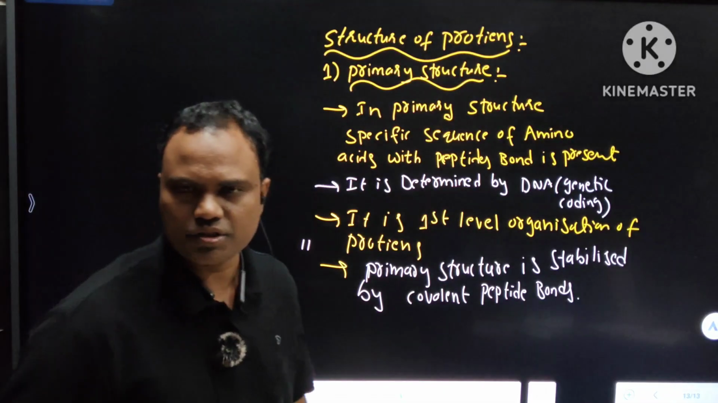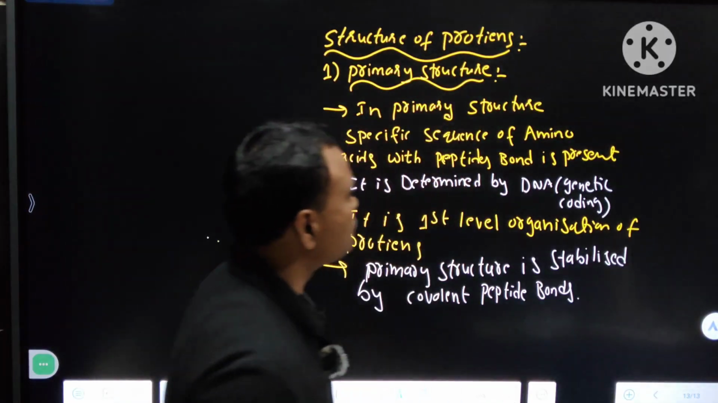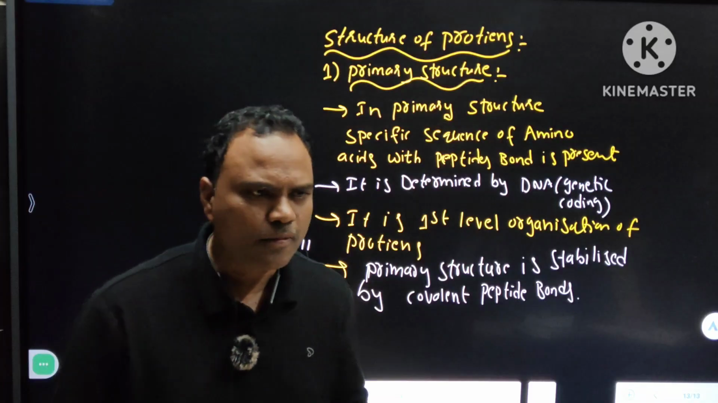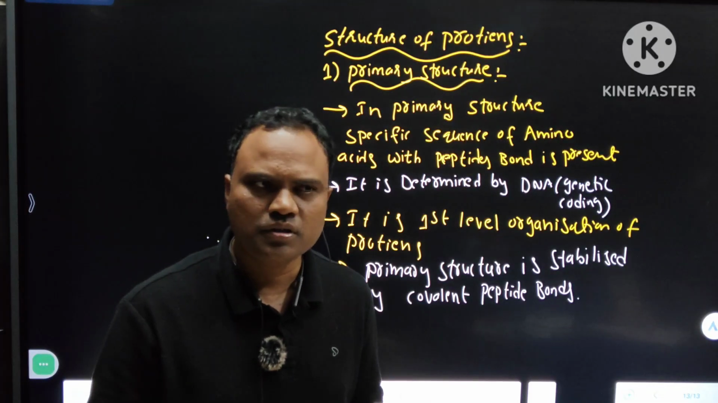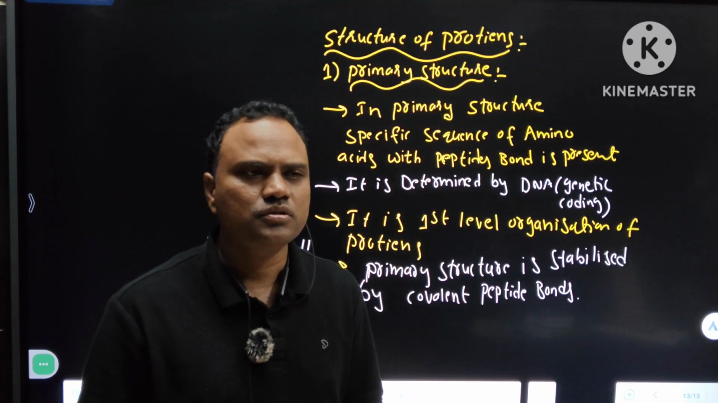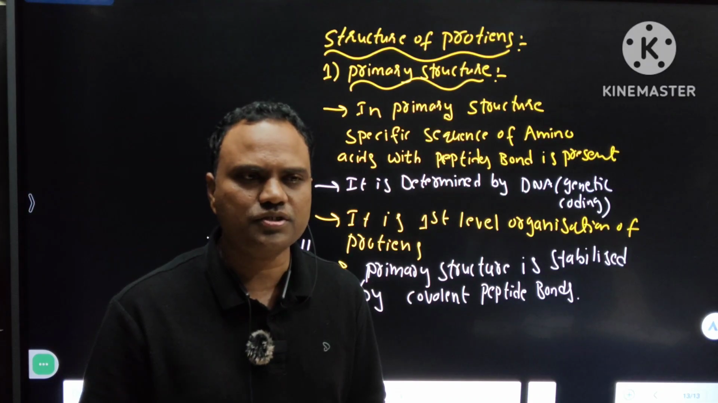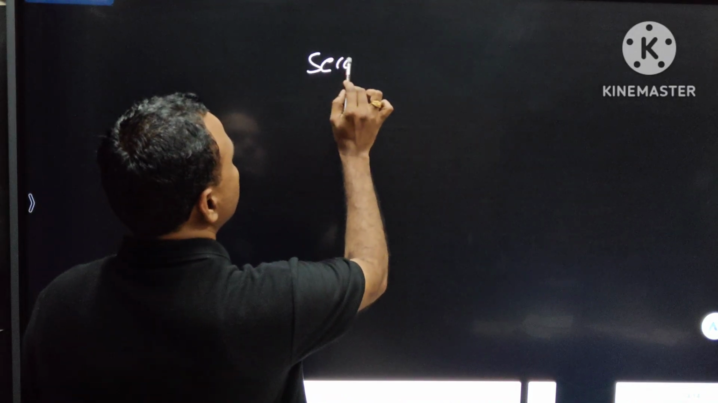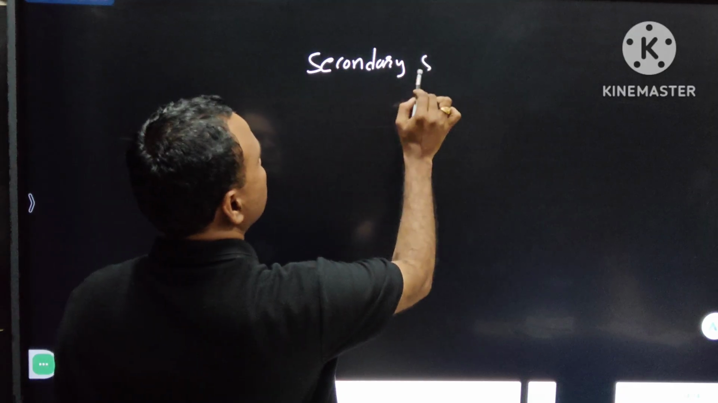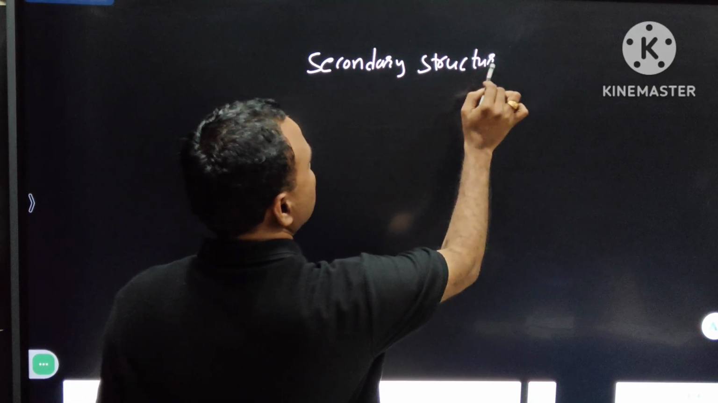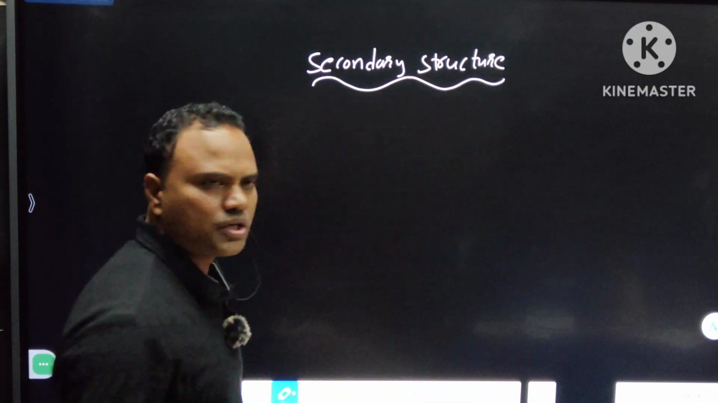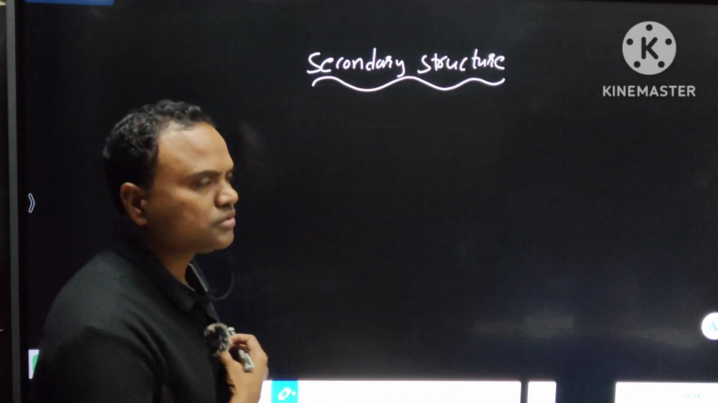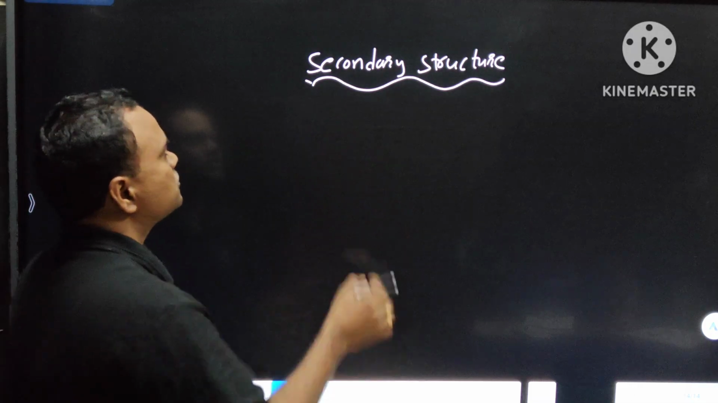Next, secondary structure. Primary structure means the specific sequence of amino acids. I'll give information about secondary structure and the properties of tertiary and quaternary structures.